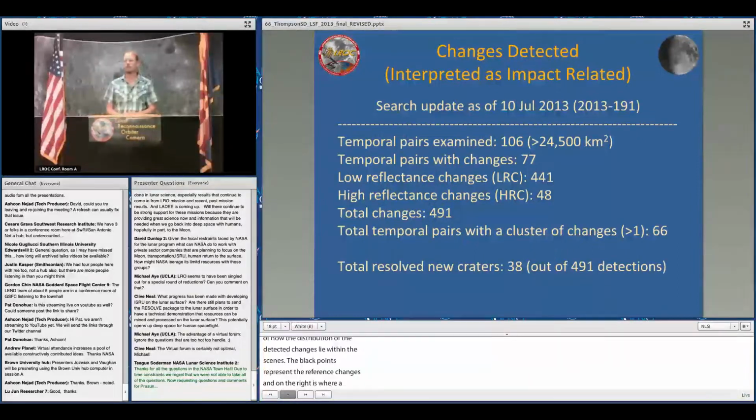So the count so far: we've examined 106 of these temporal pairs. 77 of those have shown some sort of detectable change. We've got 441 that are in the low reflectance category, 48 in the high reflectance, and we have a total of 491 identified. It doesn't quite add up because there's a couple of them that are unclassified yet. And 66 of those temporal pairs have had more than one impact feature discovered in them. And out of all 491 features we've identified, 38 of those have discernible crater rims.